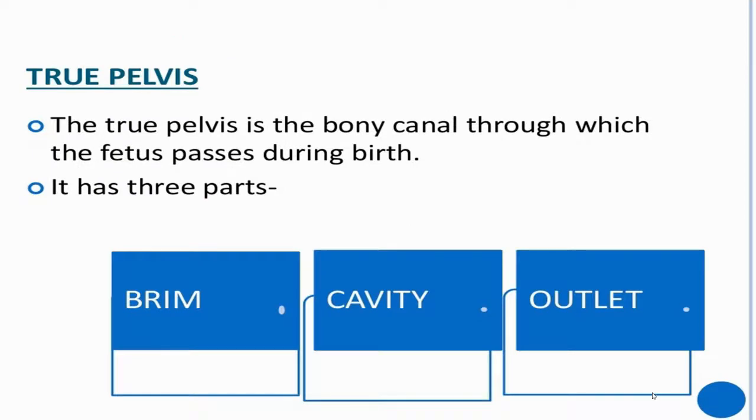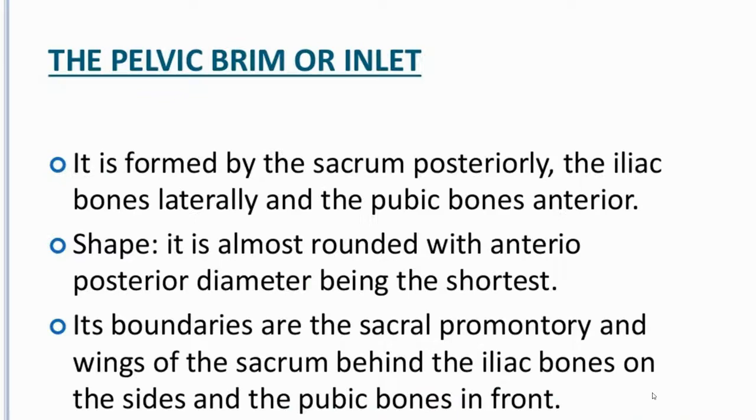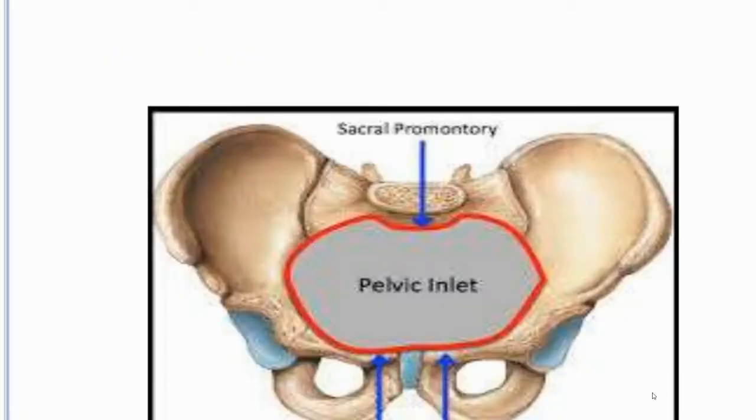pelvimetry. The true pelvis is the bony canal through which the fetus passes during birth, and it also has three parts, that is the brim, cavity, and outlet. Pelvic brim: it is formed by the sacrum posteriorly, iliac bone laterally, and the pubic bone anteriorly. In shape, it is almost rounded with the anterior-posterior diameter being the shortest. Its boundaries are the sacral promontory and wings of the sacrum behind, the iliac bones on the sides, and the pubic bones in front.